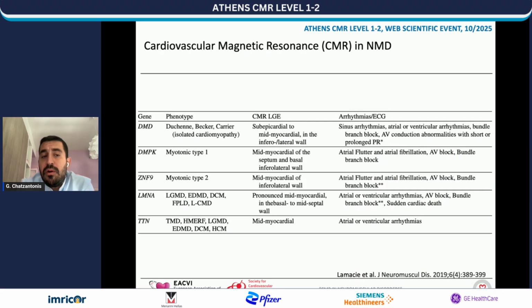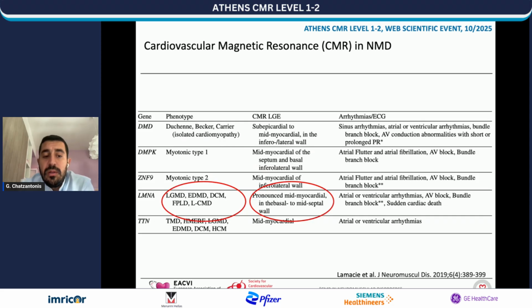So CMR in the NMDs can have a typical late enhancement. In the Duchenne patients, Becker patients, also carriers, we see a subepicardial to mid-myocardial late enhancement in the infero and inferolateral wall. In the myotonic type 1, we see mid-myocardial of the septum and basal inferolateral wall. Type 2, mid-myocardial of the inferolateral wall.